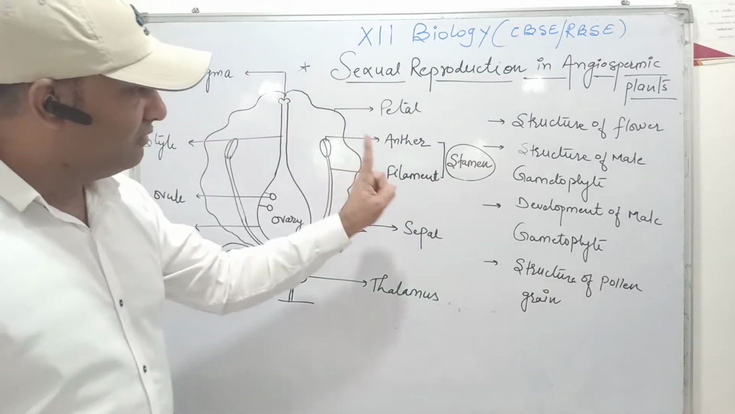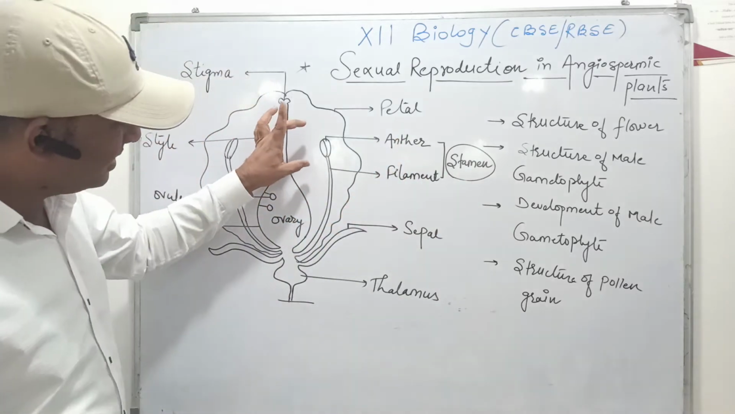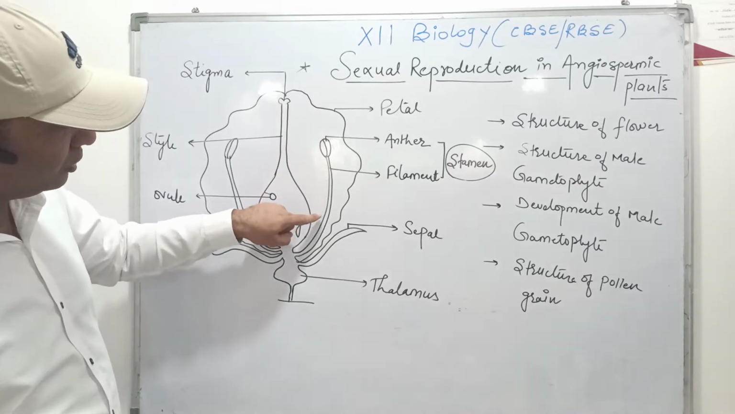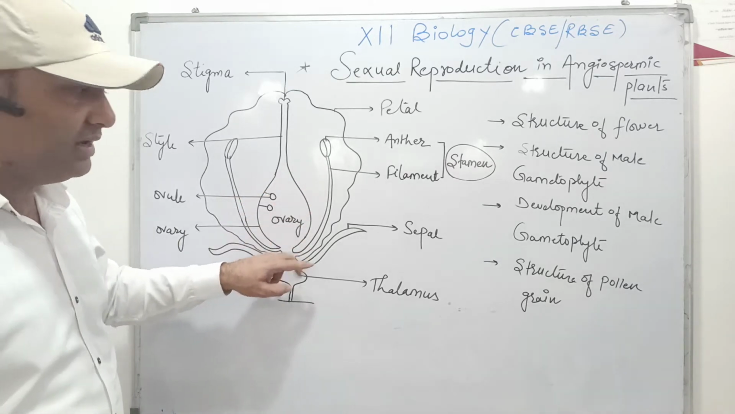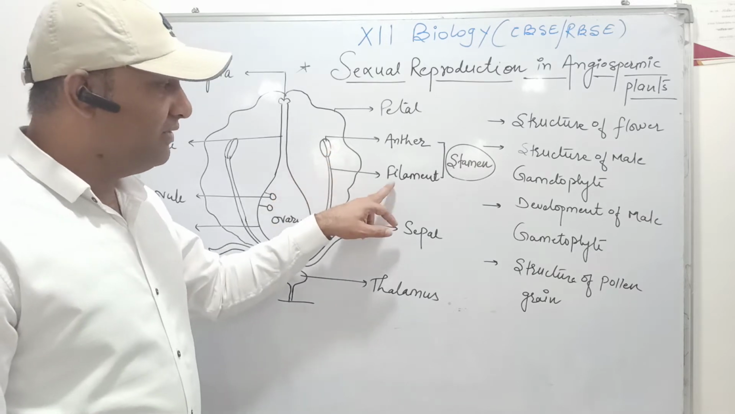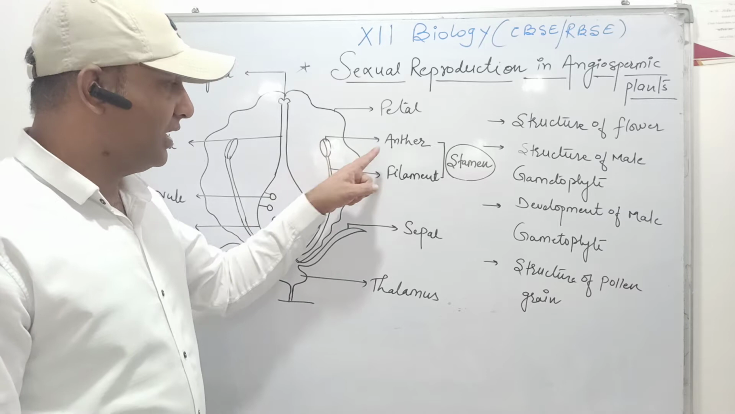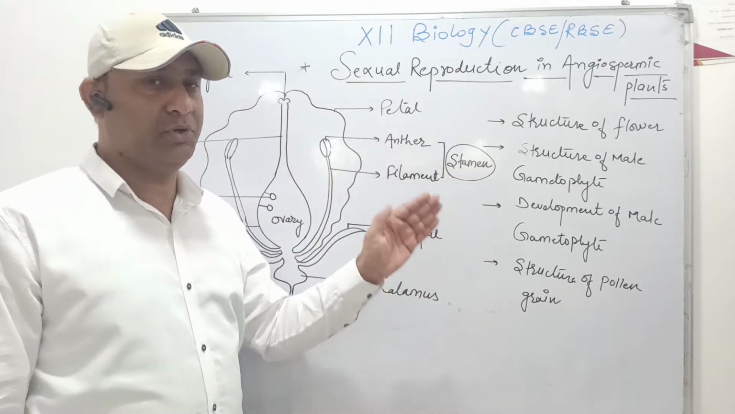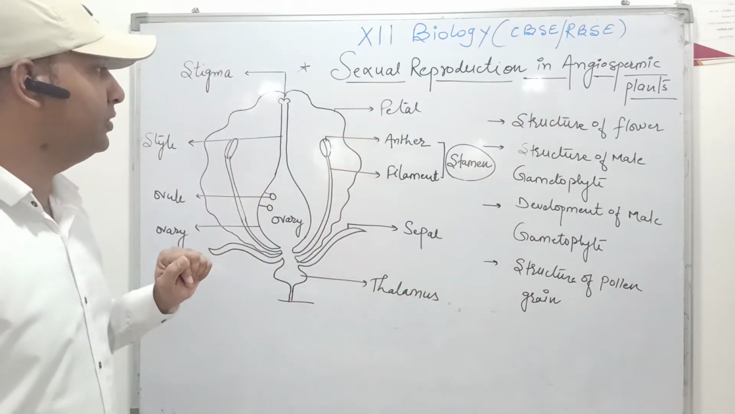Clear? First, the male reproductive part. Stamen consists of two parts, anther and filament. The upper lobe-like part is called anther, and the lower thread-like, hair-like part is called filament. It is the male reproductive part. Clear? Filament is not involved in the reproduction. So anther is important. Collectively, anther and filament are called stamen, and stamen is the male reproductive unit of the angiosperm plant. So it is the male reproductive system.